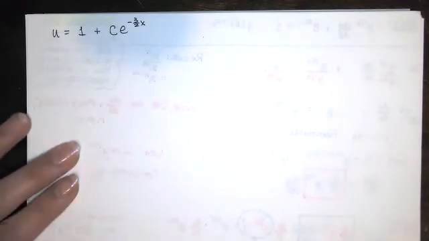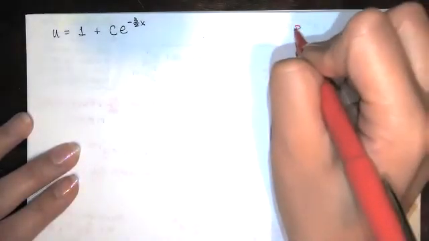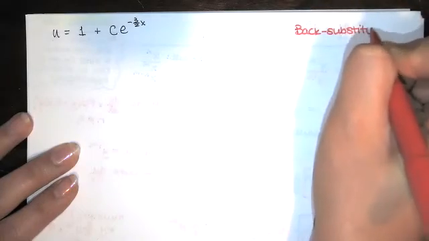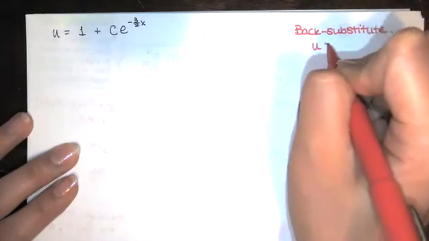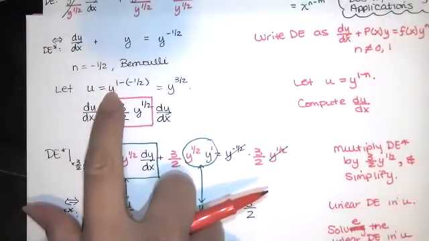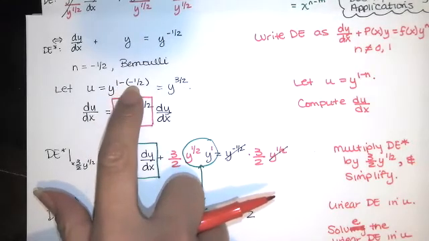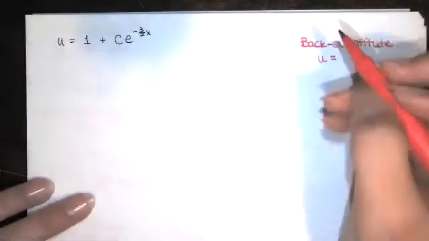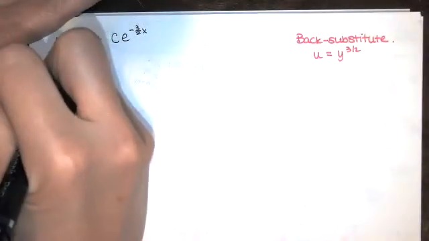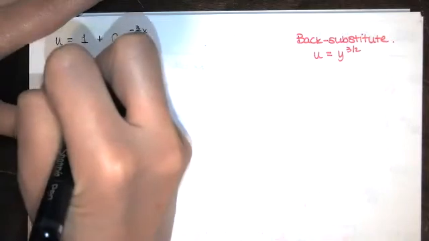Now remember, u is just something we made up so that we could solve this problem. So now we have to back substitute. So we're trying to get a function, y, that satisfies the original differential equation. U was originally defined to be this y to the 1 minus negative 1/2, or y to the 3/2. So you have to replace u with y to the 3/2, because that's what it was when we defined it to begin with. So u is y to the 3/2.